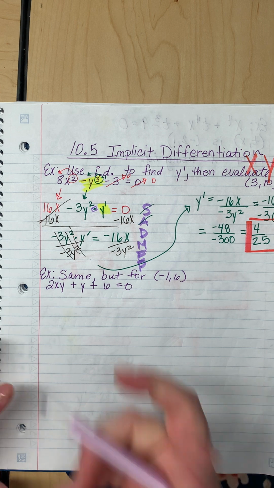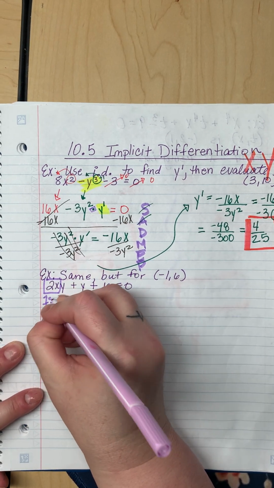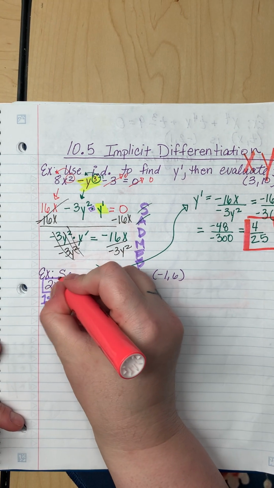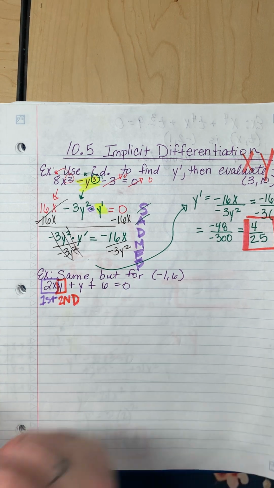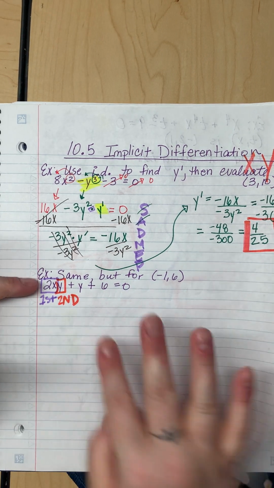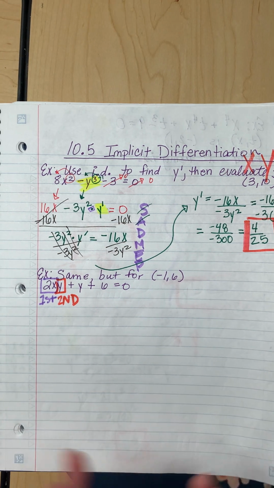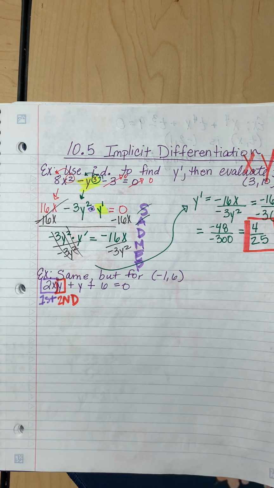This is the same thing as 2x is my first chunk of goodies, and y is my second chunk of goodies. It's just that my chunks aren't that fat this time. 2x is super small, y is super small, but don't get tricked. Those are two different letters multiplying together, so we have to use the product rule.